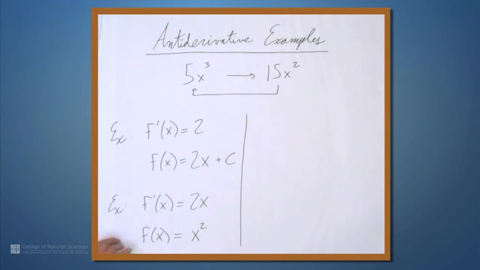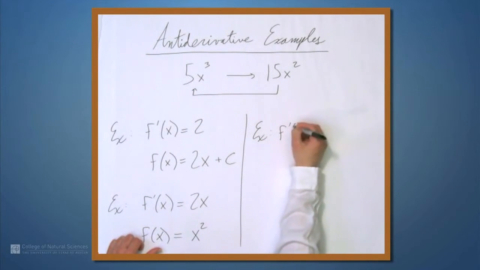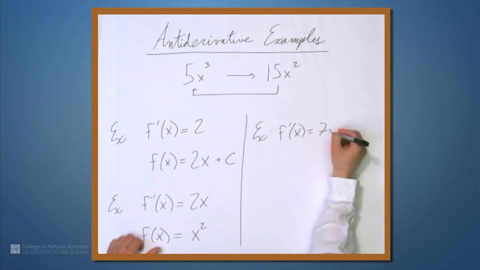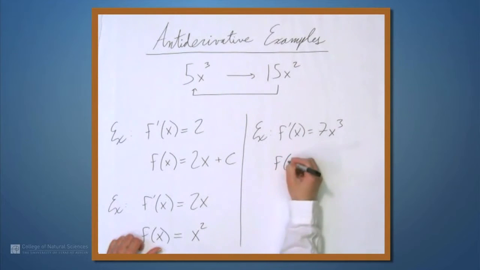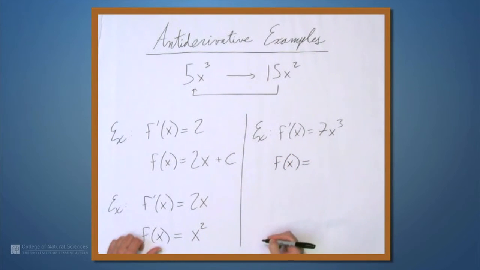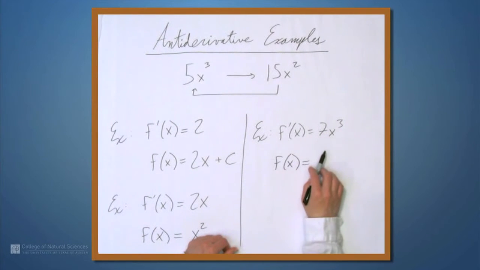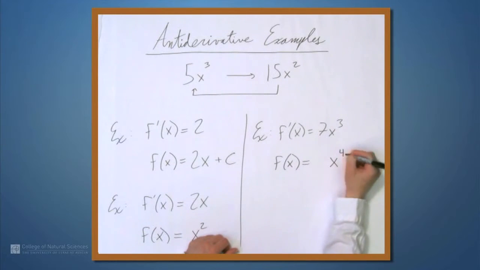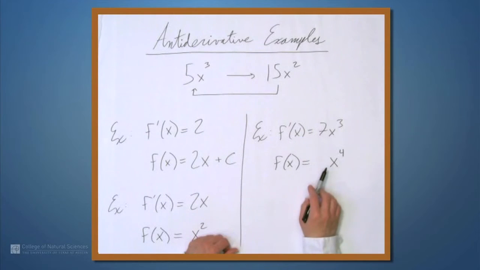What about something a little bit more complicated? What if f prime of x is 7x cubed? What is the antiderivative? Well, we have in the derivative an x cubed, and we know that that's going to come from something like x to the 4th. Right? This is how we're going to get an x cubed in the derivative. The original function needs an x to the 4th.